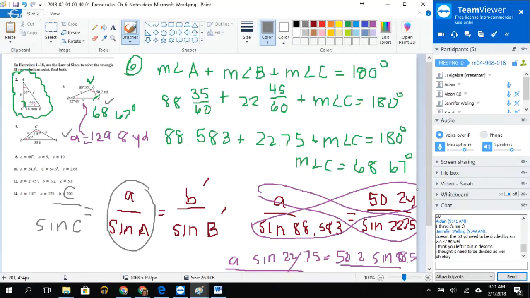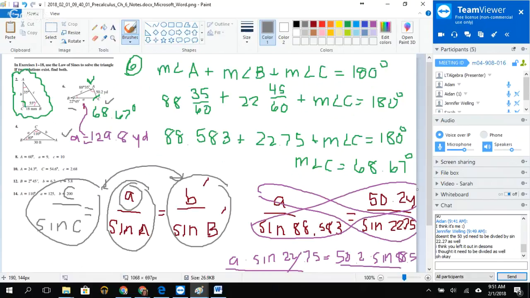Although this is true, because I just found the value of A, and in case I made an error in my calculation, I would stick with C over the sine of C equals B over the sine of B. I would stick with this proportion only because angle B and side B are given. So I know that if I made a calculation error, it doesn't carry over into both calculations. If that makes sense. So if we go to find side C, we can do that.